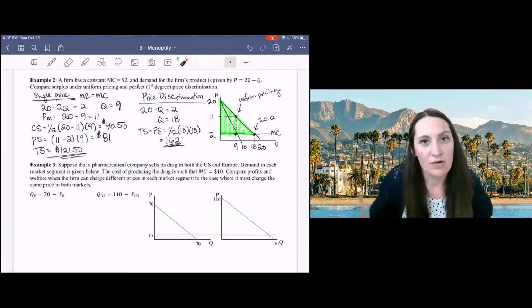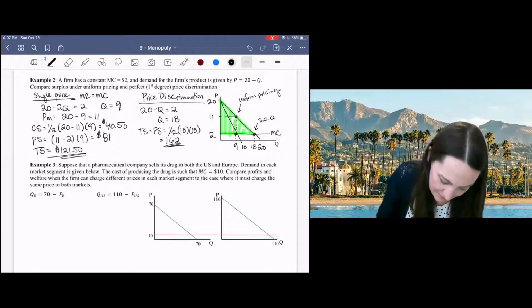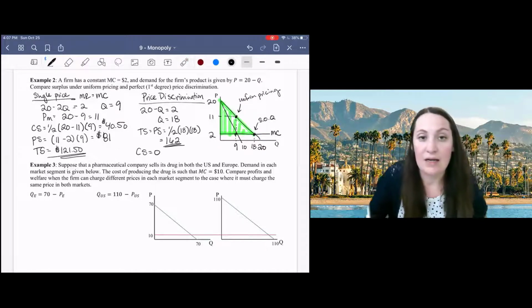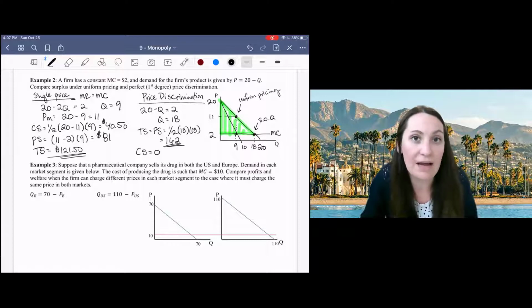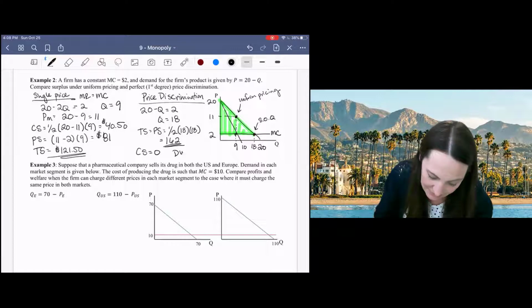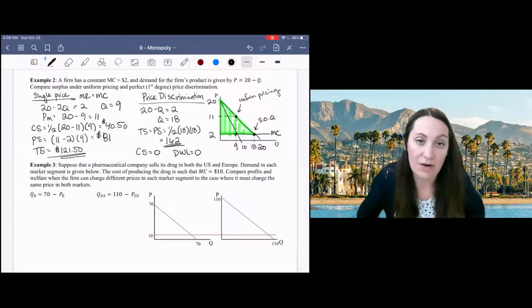Now, consumers are getting no surplus because every consumer is paying exactly what they value the product, right? So consumers are not getting any surplus, but everybody who wants to buy the product can buy the product. And that means that deadweight loss is equal to 0.